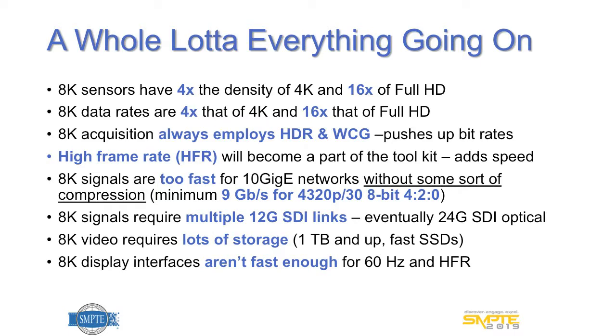But 8K sensors have 4 times the density of 4K, 16 times that of full HD. The data rates, of course, are going to be 4 times that of 4K and 16 times that of full HD. 8K acquisition always employs HDR and wide color gamut, which pushes up your bit rates. High frame rate is going to become a part of this toolkit down the road.